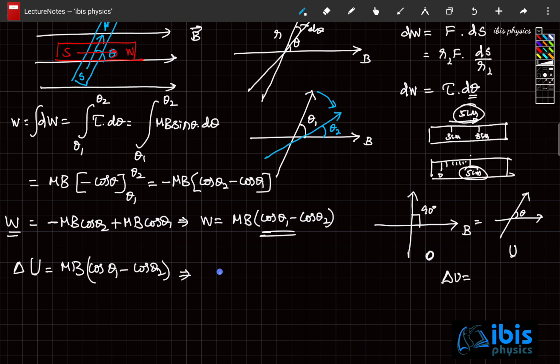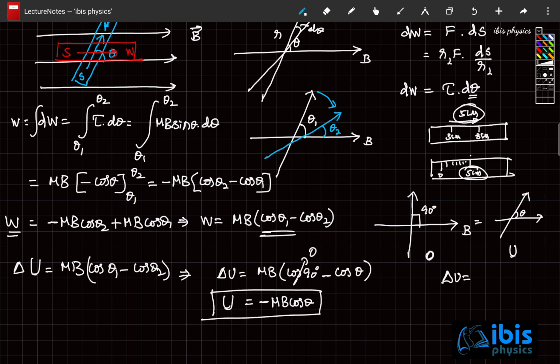So here I'm applying the condition delta U equal to U final minus U initial, which is given by the relation mb (cos of initial angle 90 degree minus cos of final angle theta). So the difference in energy becomes the actual energy because the initial energy is 0. So mb cos 90 degree becomes 0, so it is minus mb cos theta. So the energy of a dipole in a magnetic field is minus mb cos theta.